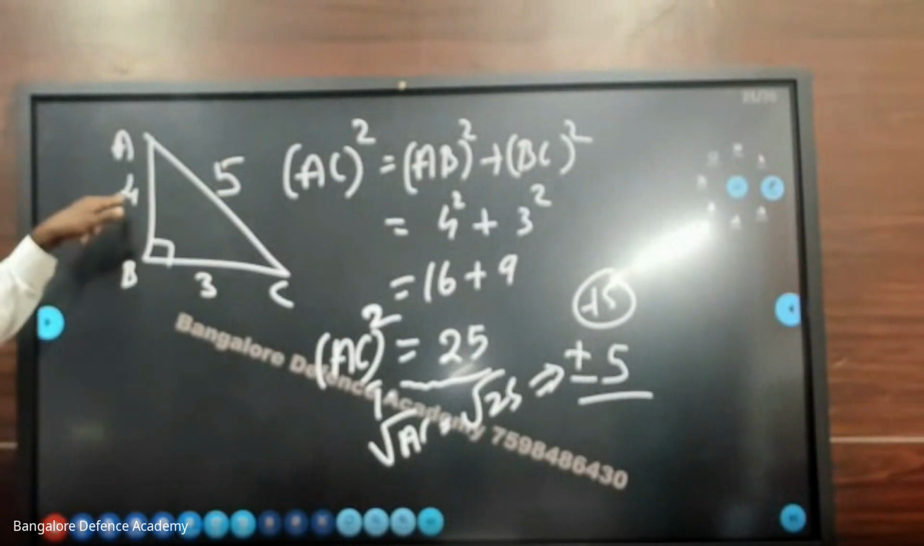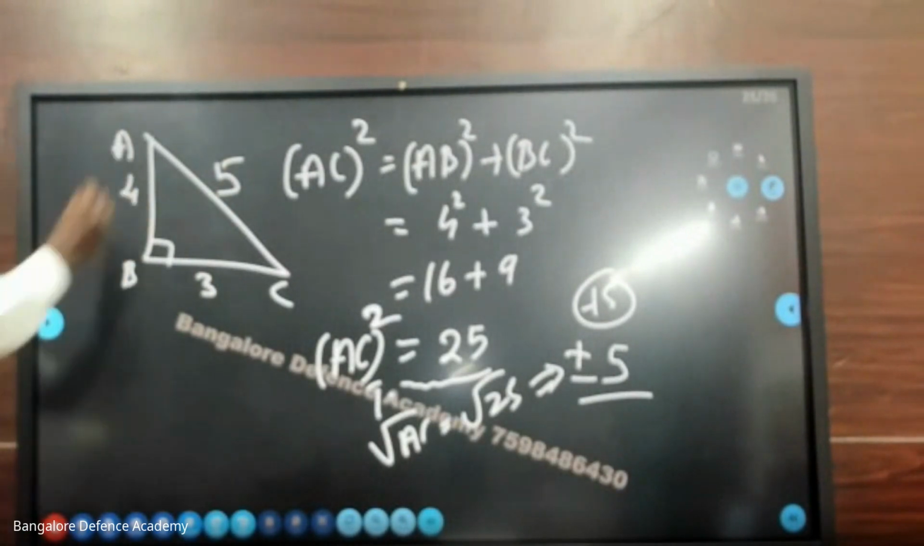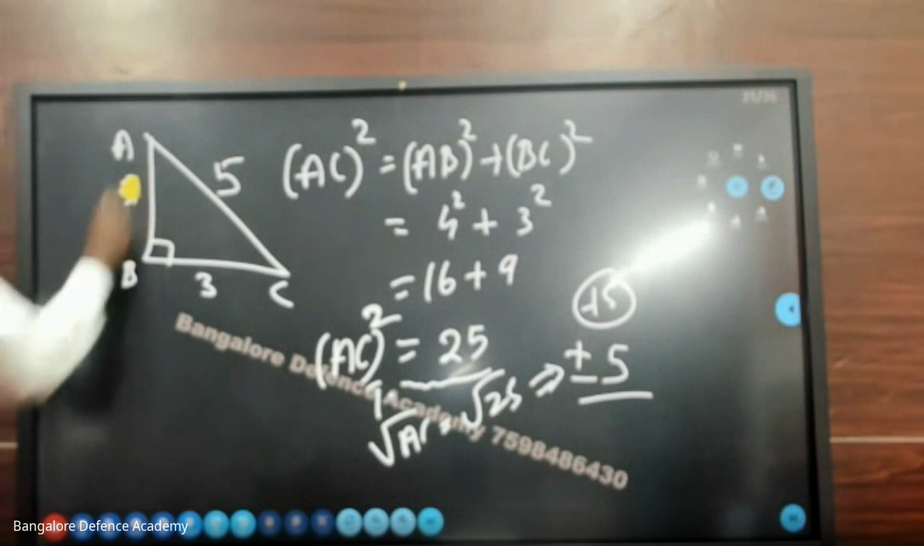Now in the exam, they may give you 5, they may give you 3. You have to find what this A is. Now imagine they didn't give this. Let us close this. They didn't give this.